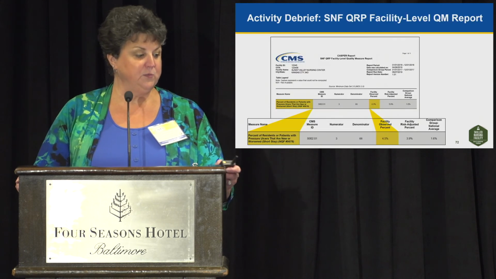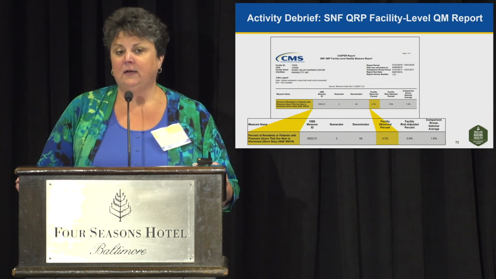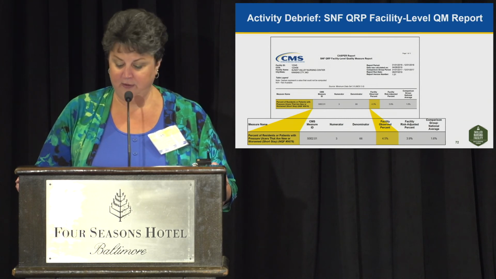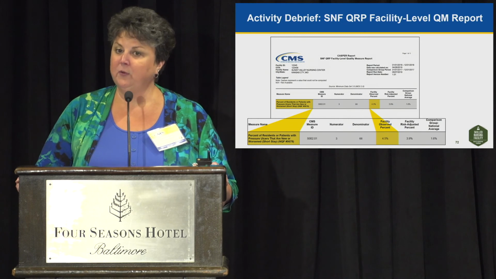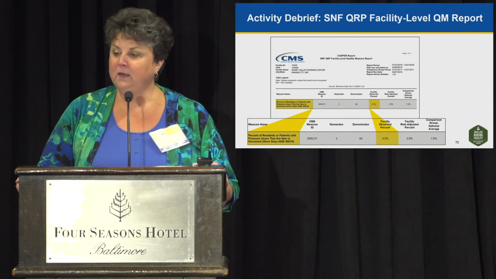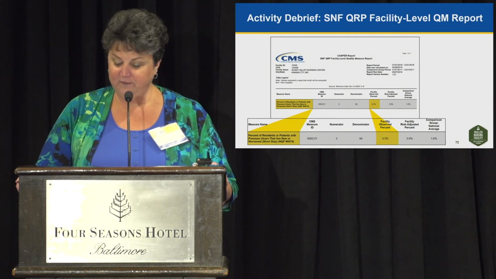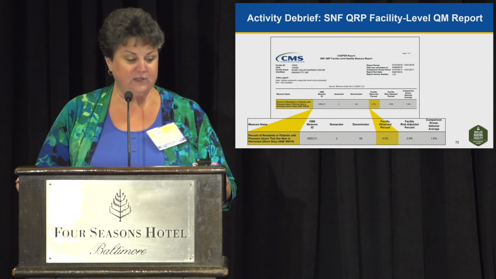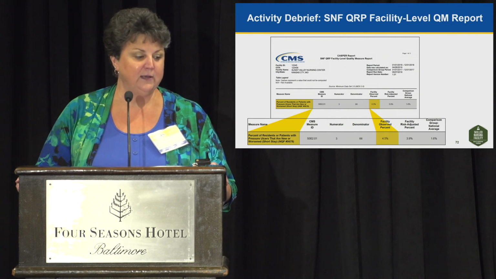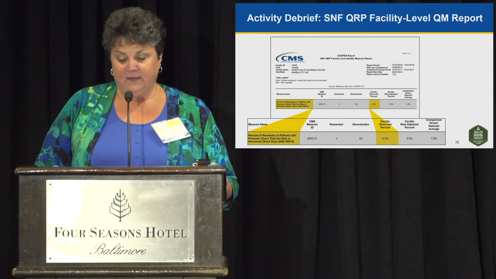So let's look kind of quickly at the reports, but then spend a few minutes talking about the process of using these. The SNF QRP facility level QM report helps you to identify which measure or measures your facility should target for improvement. And here we can see our facility observed percent is 4.5, and their adjusted percent is 3.9. So again, they're higher than the national average.